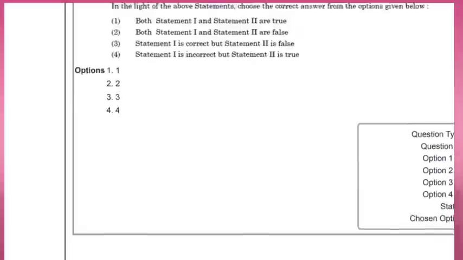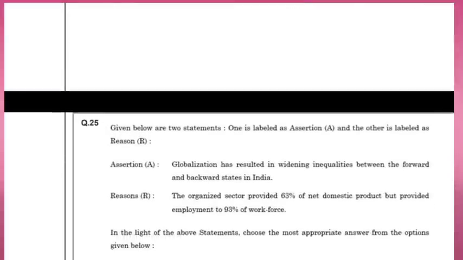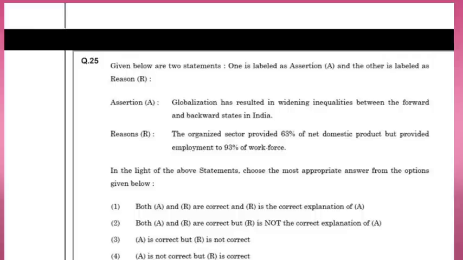And next question, assertion and reason. Assertion: globalization has resulted in widening inequalities between the forward and backward states in India.